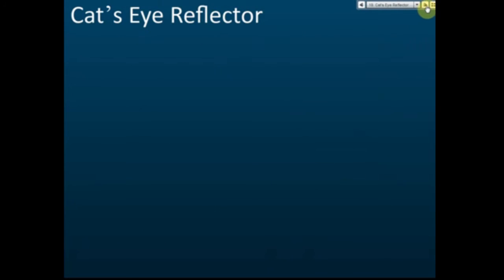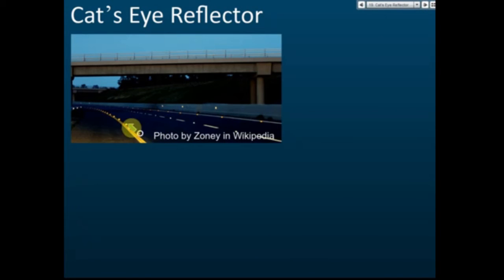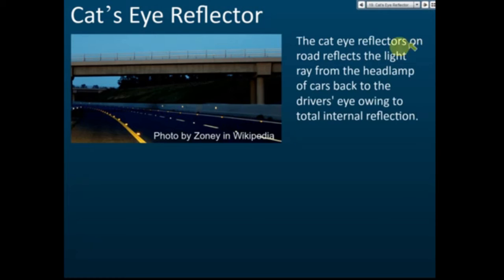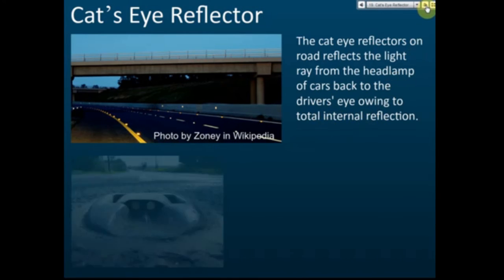Cat's eye reflector. Okay, so you see this one. All these are the cat's eye reflectors. The cat's eye reflectors on the road reflect the light ray from the headlamp. So if you drive your car and you turn on the headlamps, the headlamps hit this cat's eye reflector, and then the light will be reflected back to the driver's eye owing to total internal reflections.